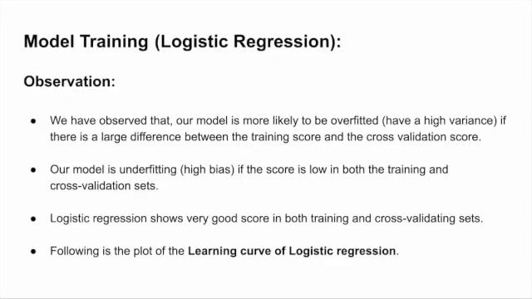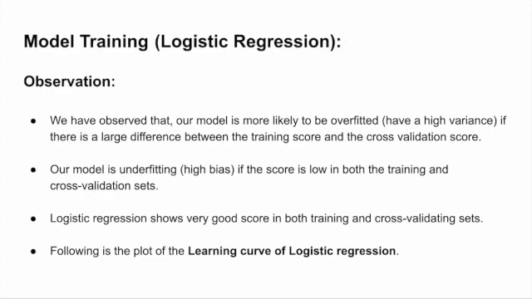After that, we have done model training using logistic regression, and we have observed some points. Our model is more likely to be overfitted and have higher variance if there is a large difference between the training score and the cross validation score. Our model will be underfit, meaning it will have high bias, if the score is low in both the training and cross validation sets.